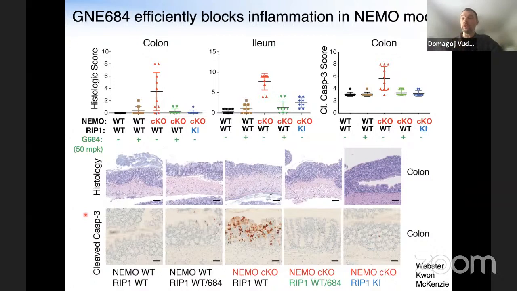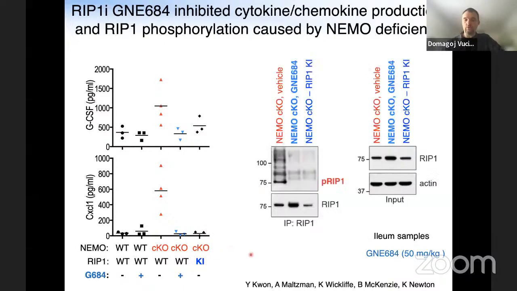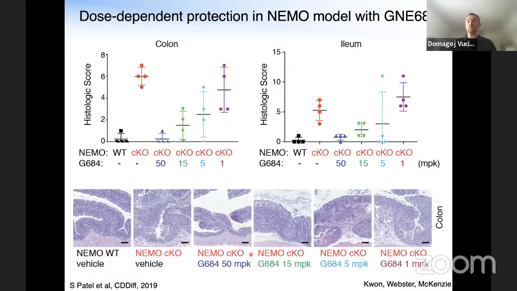And it's not one of those all-or-nothing things, because we used RIP1 heterozygous, and we see partial response. And also we see here that cytokines again get reduced when we block RIP1 genetically or chemically, and of course phosphorylation also gets reduced. And as I said, in dose-dependent fashion, so we can dose down from 50 to 15 to 5 to 1, and we see how with less RIP1 inhibition, more damage in colon and ileum. You know, so it really tells you that at least in this model, where NEMO is deleted in gut epithelial cells, we see a very profound effect of RIP1.